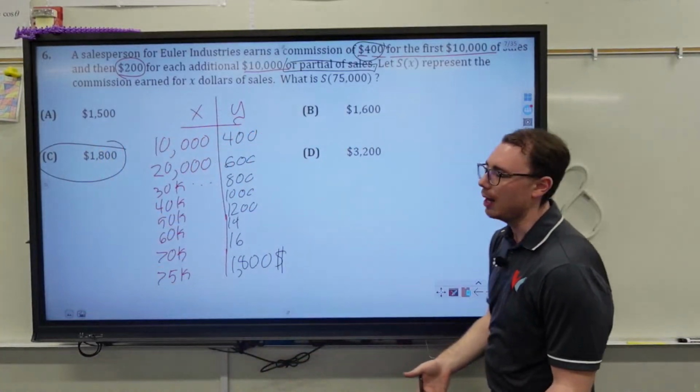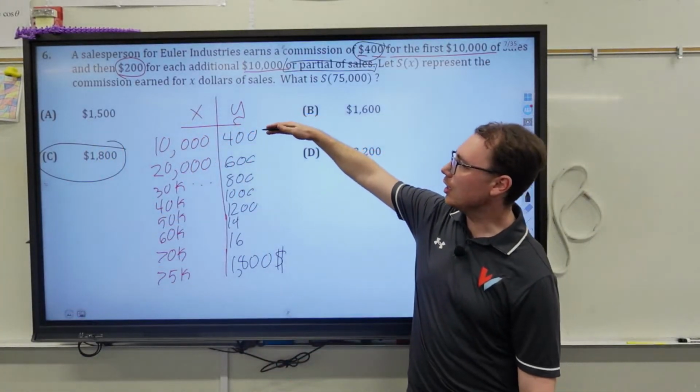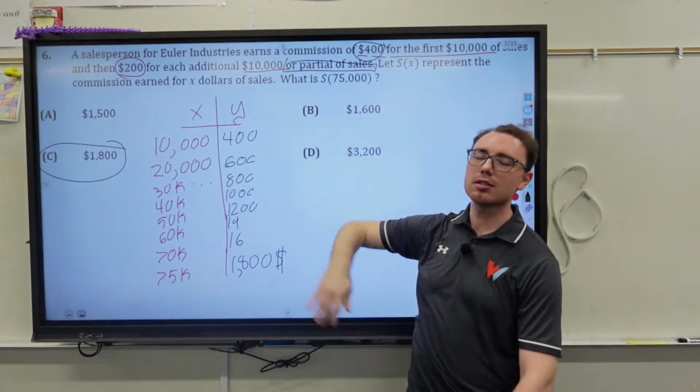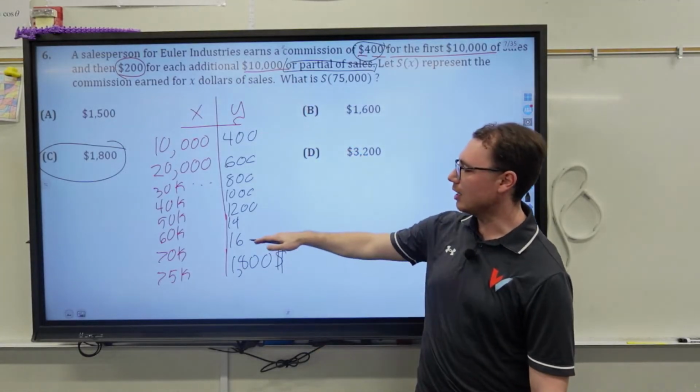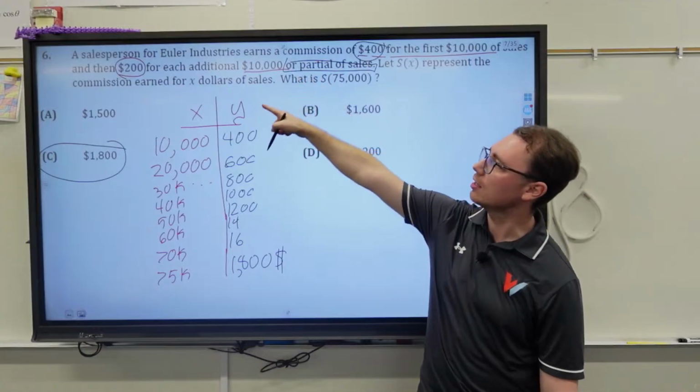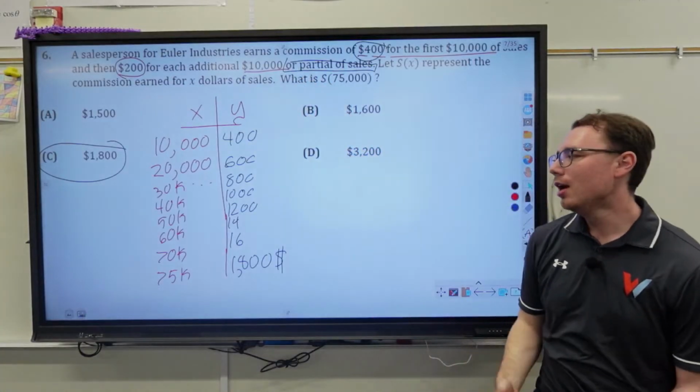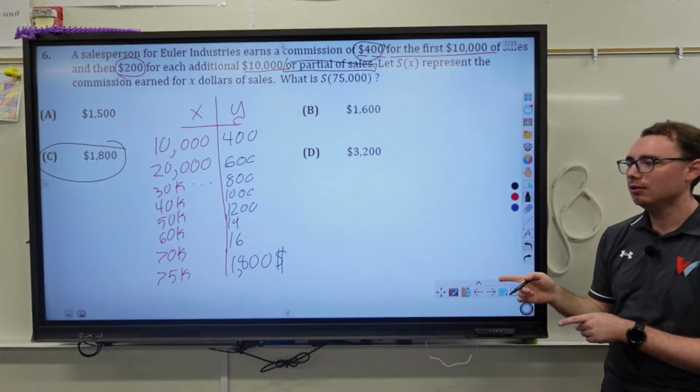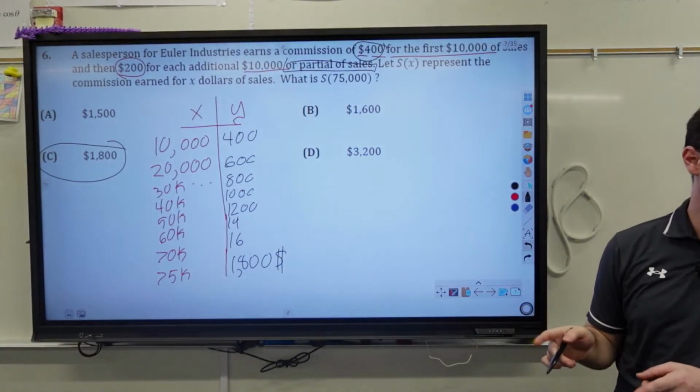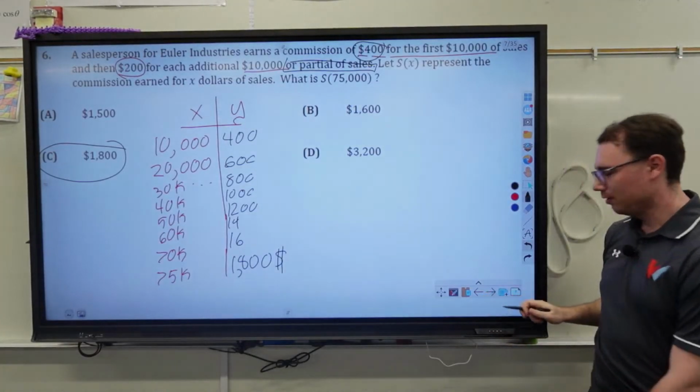The two mistakes that I happened to make in this one were that the initial value here was $400, not $100, and that this partial sale here still gives us that $200 bonus there. If you have any questions about this, please let me know. If not, we're going to move on to part 7.